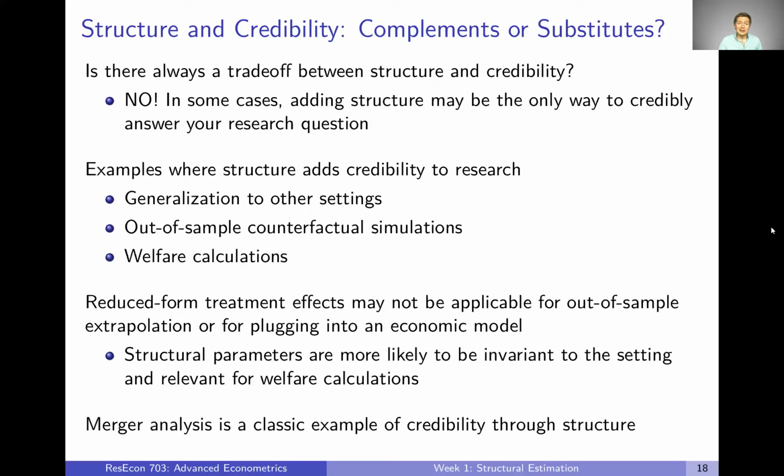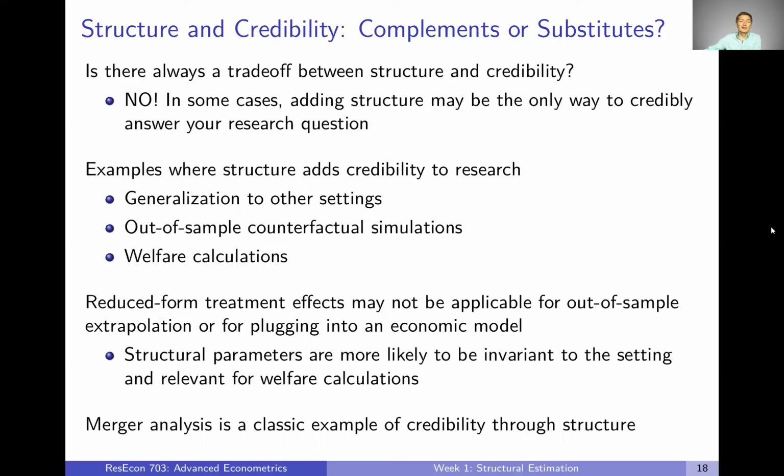In fact, in some cases, adding structure to your econometrics might actually be the only way to credibly answer your research question. Examples of this are where the question you're trying to answer is some kind of a generalization to another setting. You only have data on one industry, but you want to generalize your results more broadly. Or you have data about things that have happened in the past, but you want to predict or have something to say about a policy change in the future.